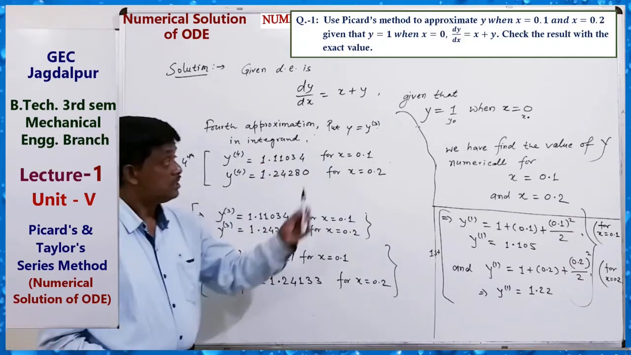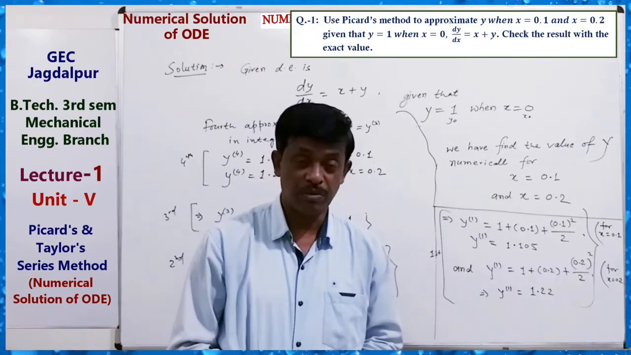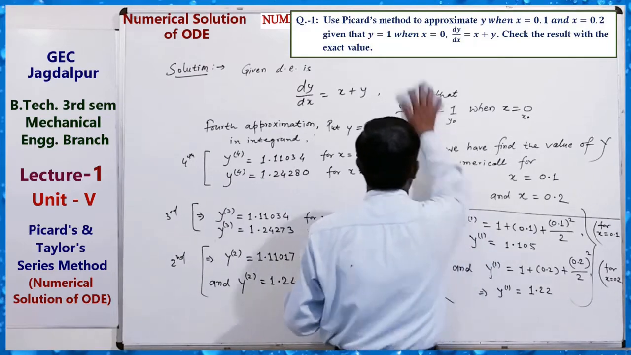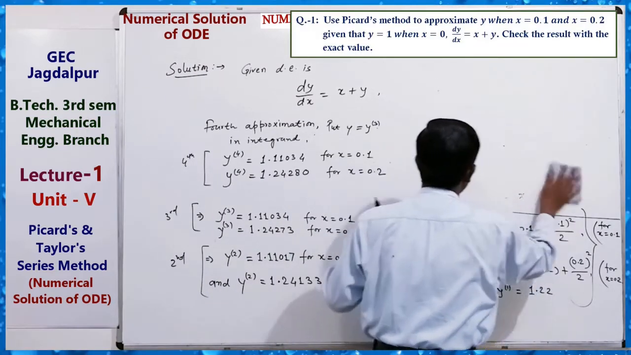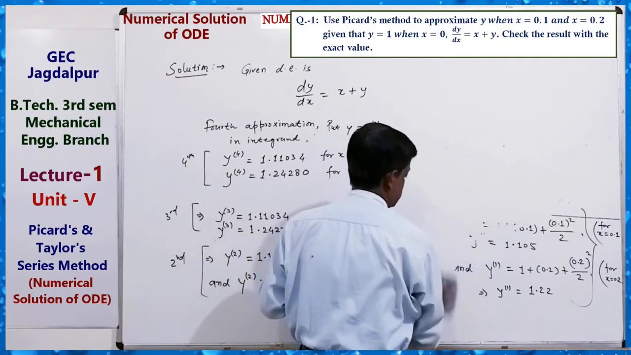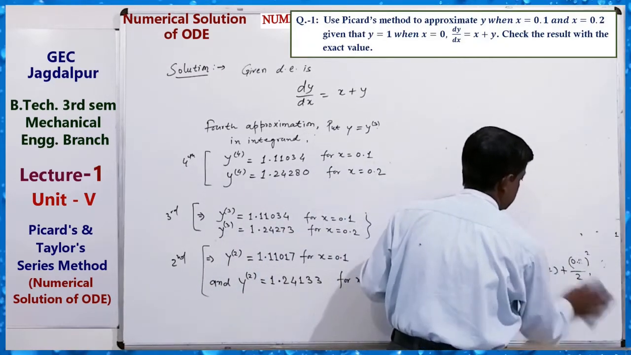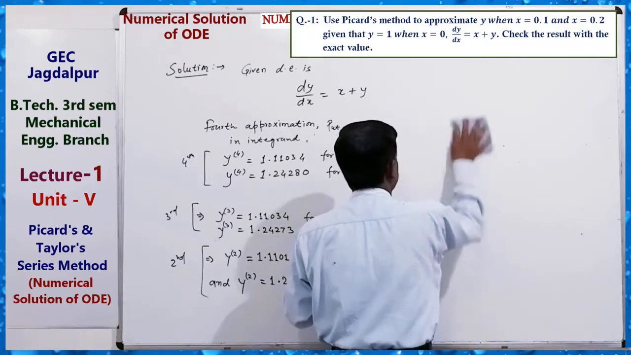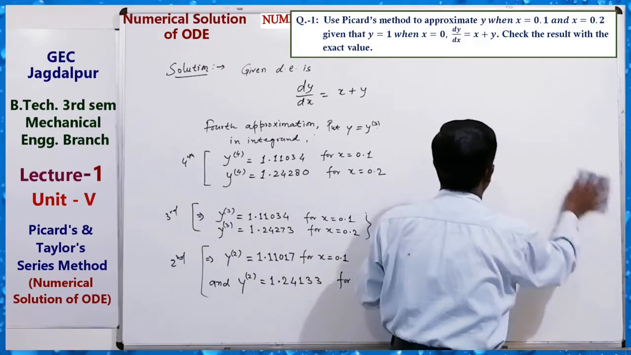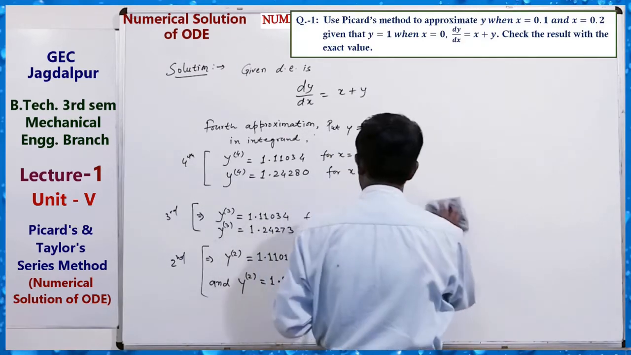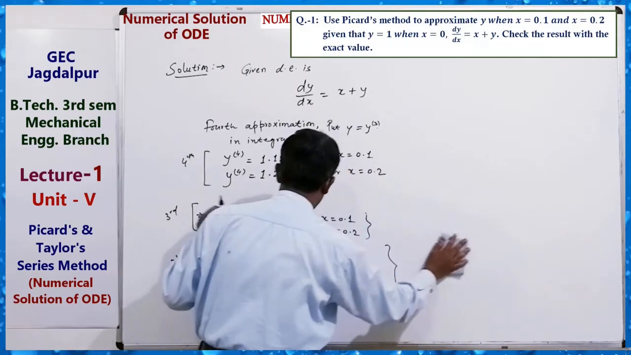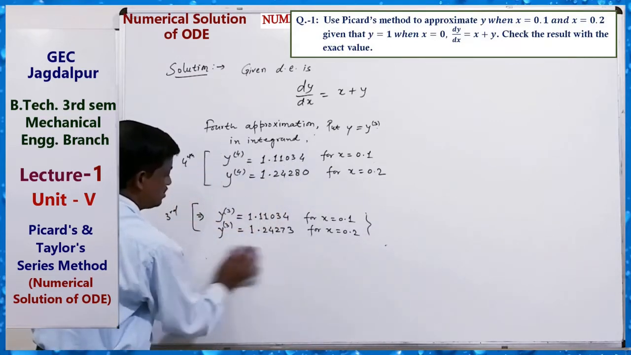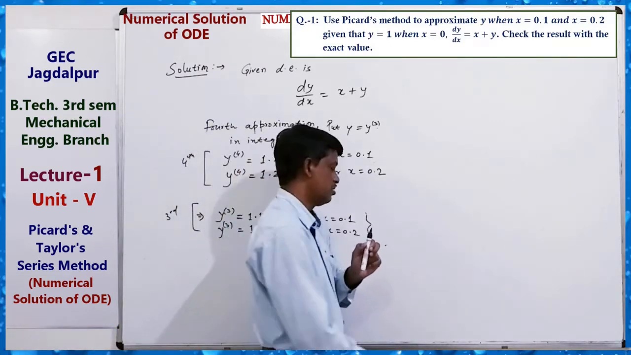Now, we will check this value by using the analytical method. So the analytical method is what? You have to solve this differential equation analytically, that is, find the solution of the differential equation. So this is a first order differential equation. We can solve this by any of the methods: separable form, linear equation, homogeneous equation.